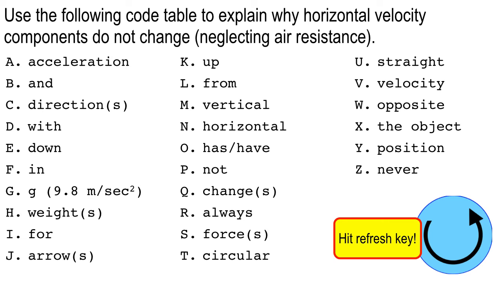November Victor Zulu Quebec is the most frequent one. 13 people chose it. But you know what? That is wrong. That is wrong. And look at what they're trying to say. Horizontal velocity never changes. That's the same thing I said.